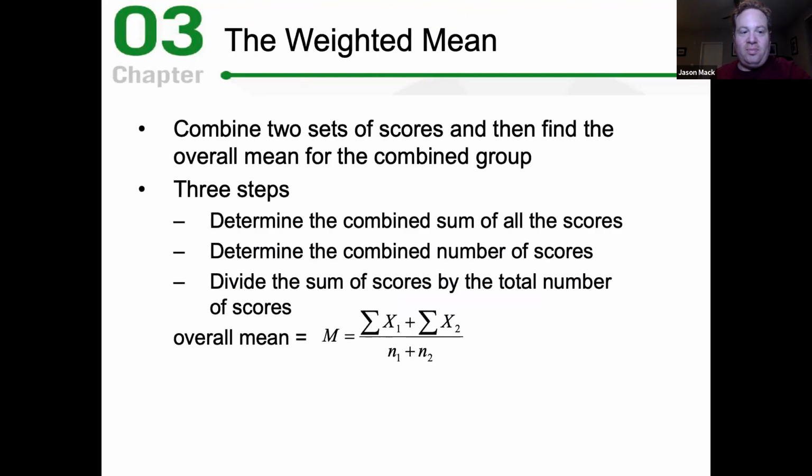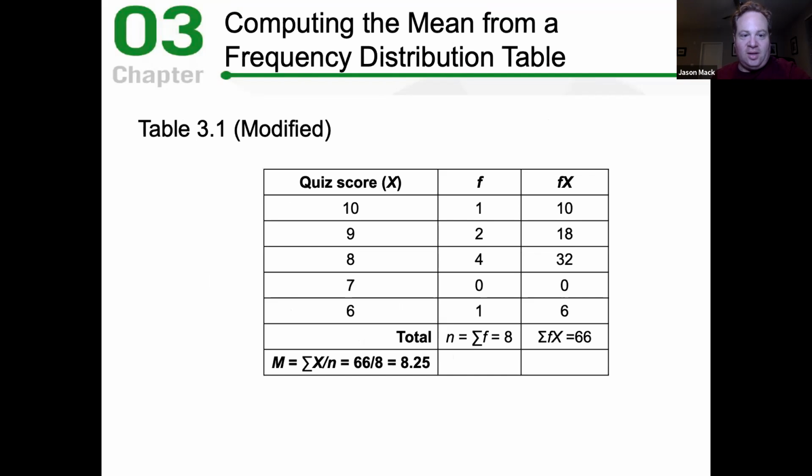Then we have the weighted mean, and that's when we have two different groups that we're trying to compare with each other. That's what that's for. So you want to determine the combined sum of all the scores, determine the combined number of scores, and divide by the total number of scores. The sum of the X values for each one over N1 plus N2. It makes it a better average, basically. That's your weighted mean. This is what the frequency distribution table looks like for your mean.